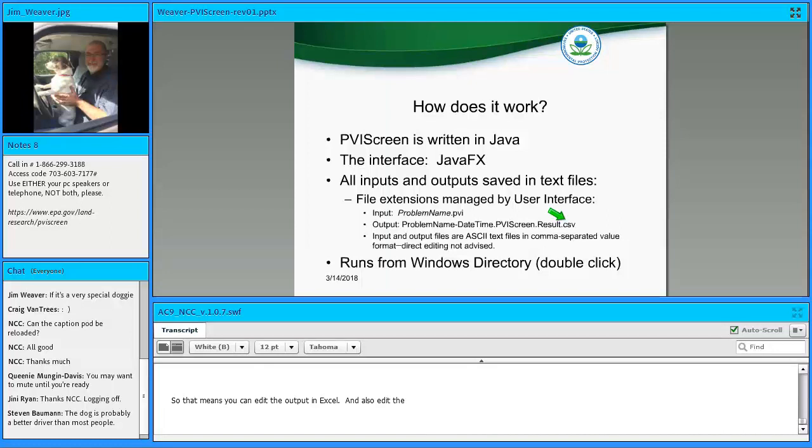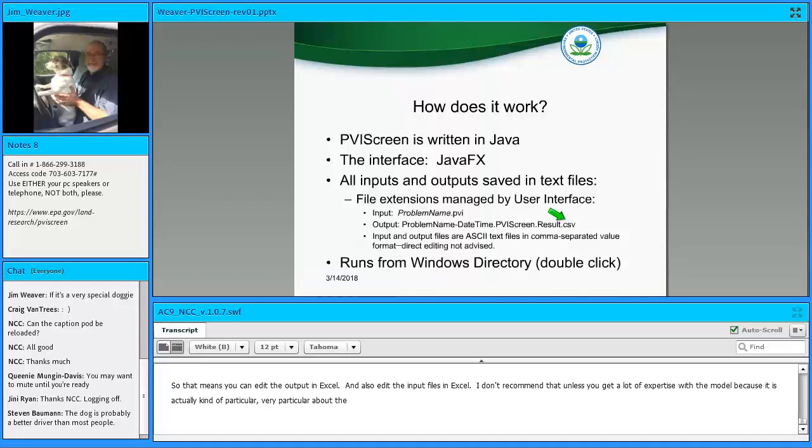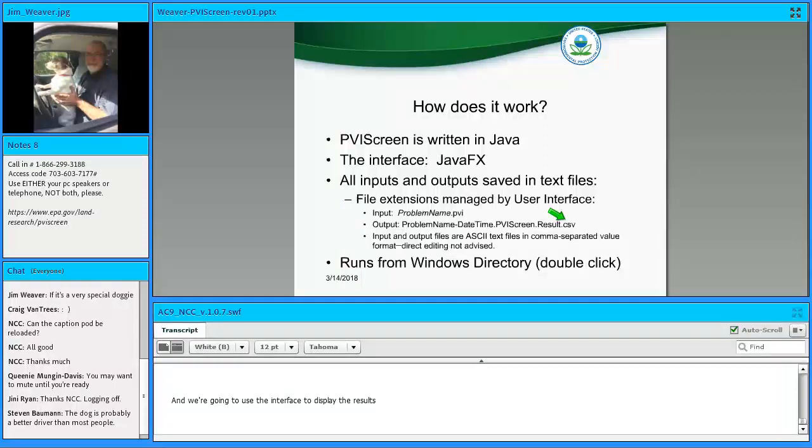I don't recommend that unless you get a lot of expertise with the model, because it is actually very particular about the way the input data is structured. But we can look at the input files in Excel. Normally, we're going to use the graphical interface to generate and edit the input files. And we're going to use the interface to display the results on this file. And we'll see this live during the demo part.